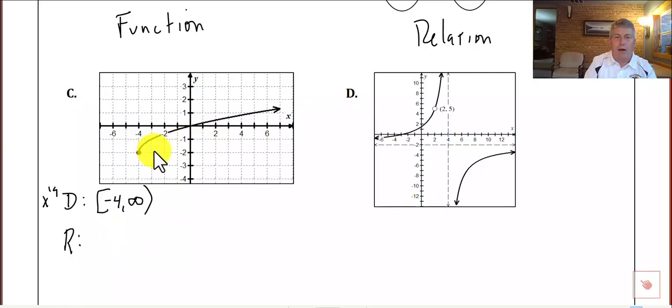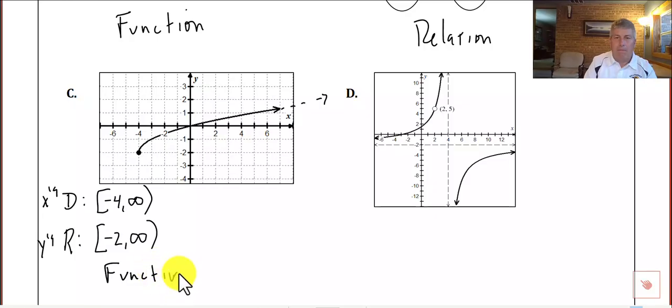Our range is our y values. We don't have any y's below -2, but this thing is going to keep on going, and this is going to go up to infinity. So for our y values, or our range, our minimum y value is -2, and that also will go to infinity, and this is indeed a function.